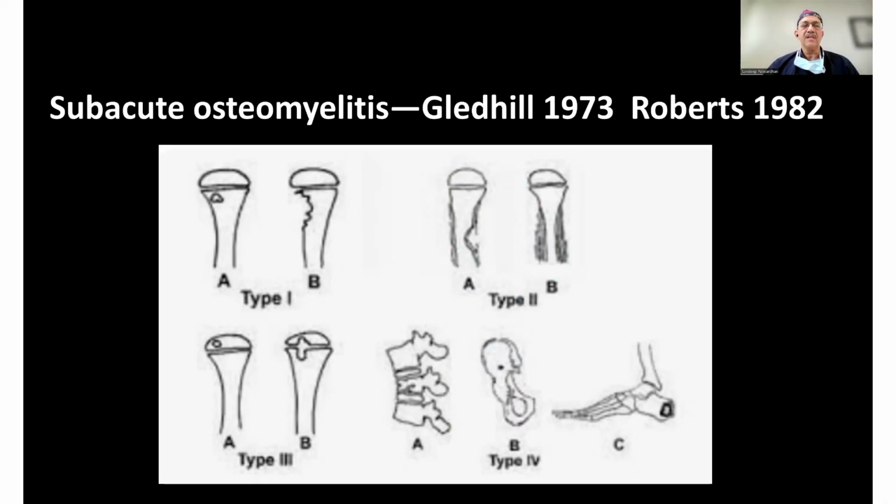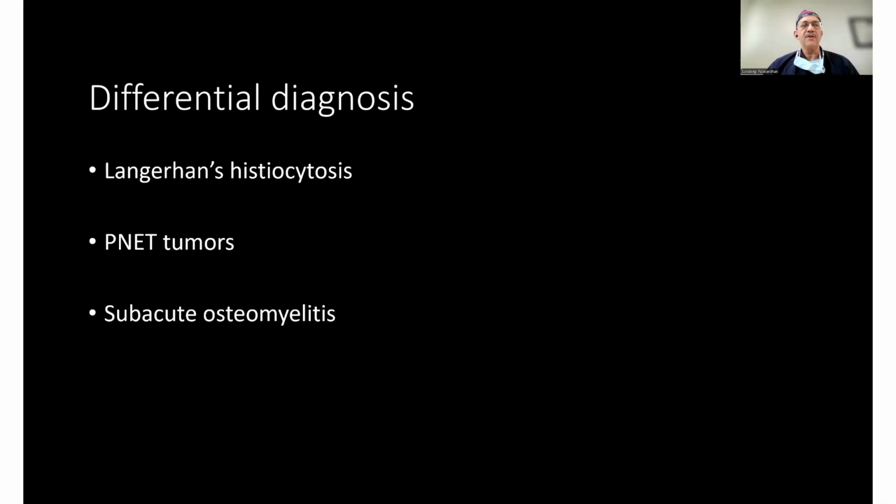Gledhill and Roberts have classified subacute osteomyelitis, of which TB is a part, into 4 types. You can go through this slide. Keep in mind the differential of Langerhans histiocytosis, PNET, and subacute osteomyelitis of the bacterial variety.